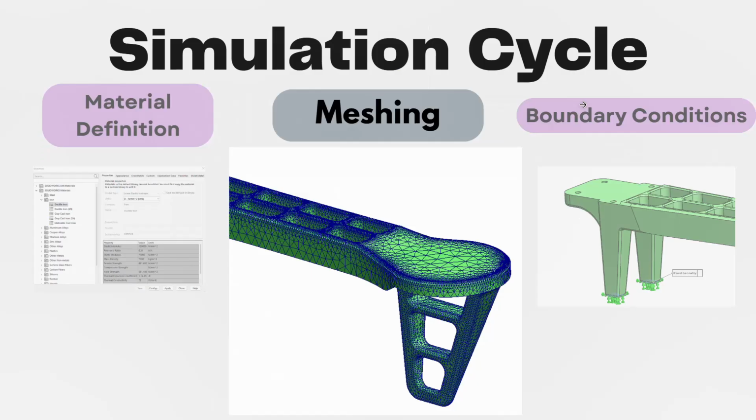Fourth, meshing. The geometry is discretized into finite elements, approximation element types, solid, shell, or beam are selected, with mesh refinement applied in critical regions. The goal is to ensure simulation accuracy without unnecessary computation.